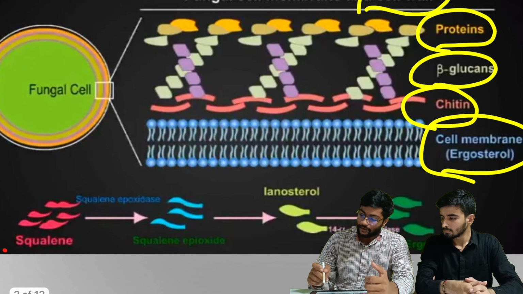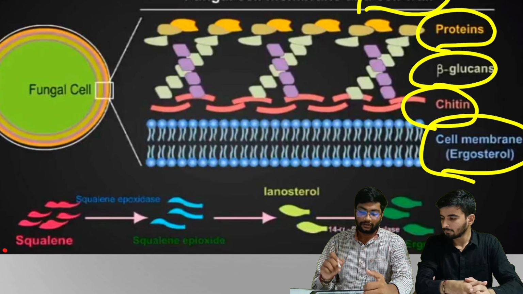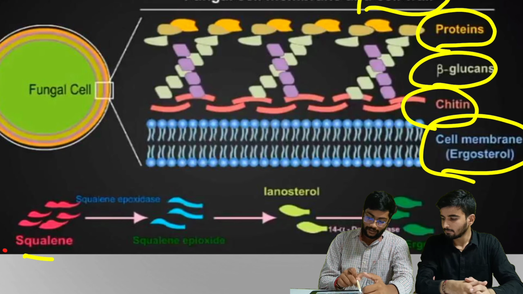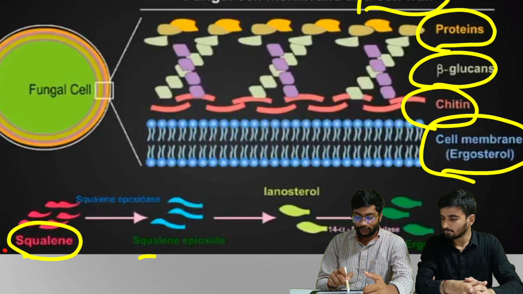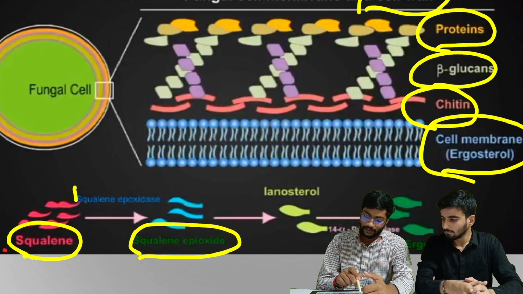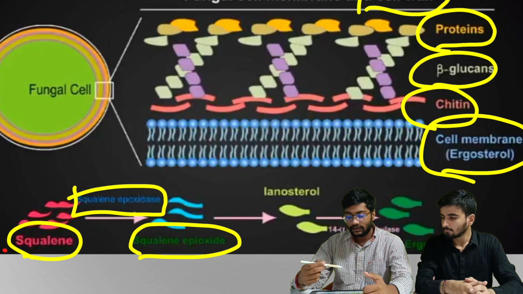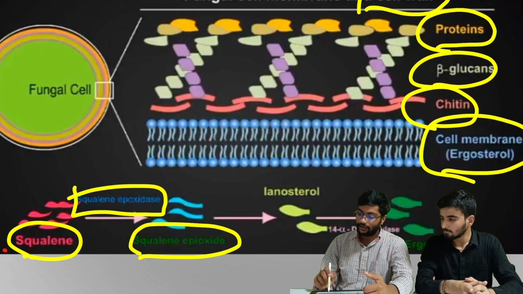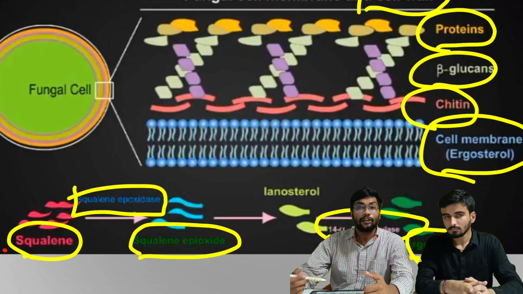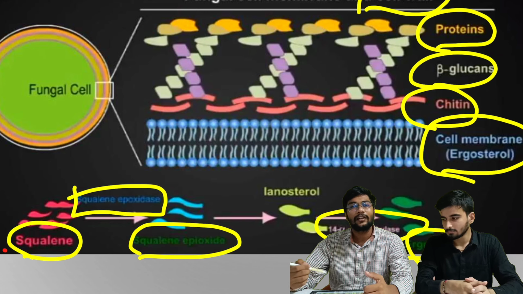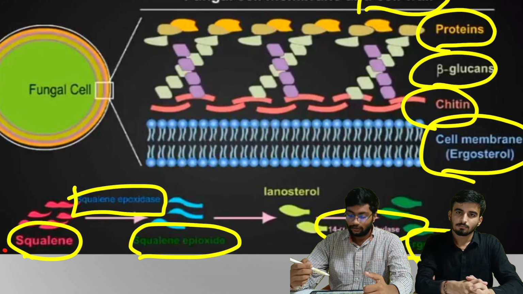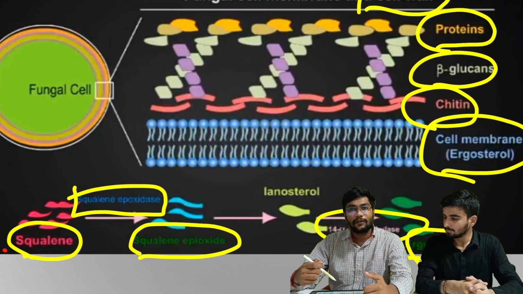So let's study the conversion to ergosterol. The first component is squalene. Squalene is converted into squalene epoxide by the enzyme called squalene epoxidase. The squalene epoxide is converted into ergosterol by the enzyme 14-alpha demethylase. The final product ergosterol is the main culprit of the fungal cell wall. So this is the basics of the fungal cell wall.